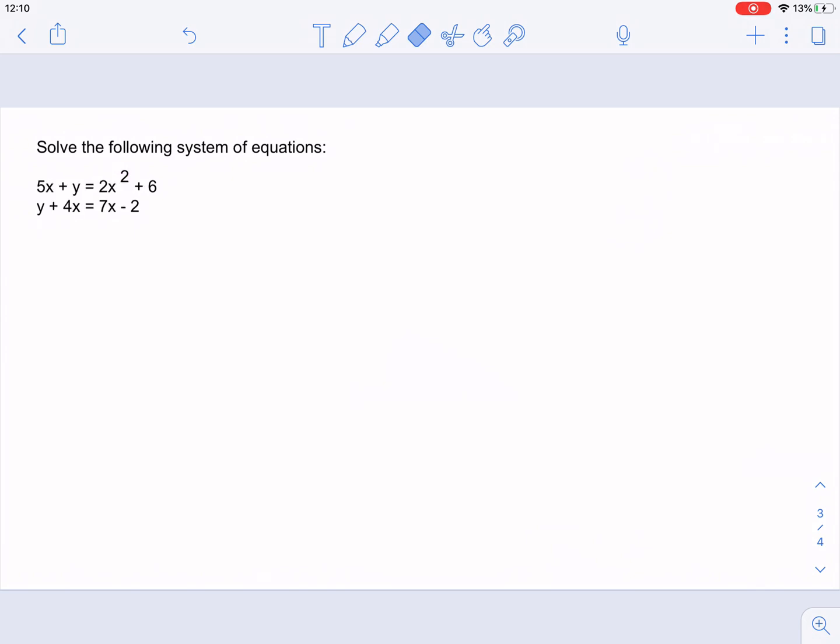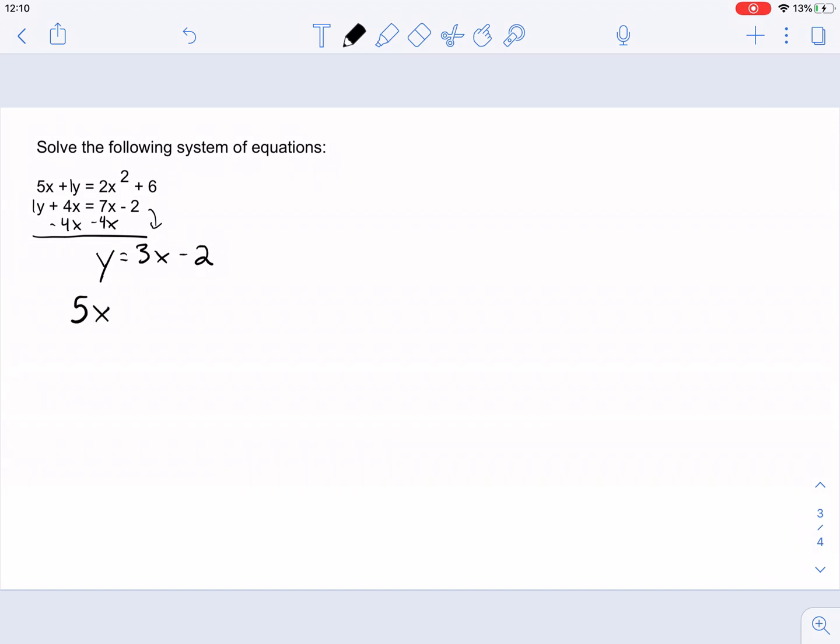If I look at the y's, I notice they each have a 1 in front of them. Since they each have a 1 in front of them, I can easily get y by itself for either one. I'm going to pick the linear one because it's easier without the x squared. So I can subtract 4x from both sides. When I do that, I have y equals 7x minus 4x is 3x minus 2.